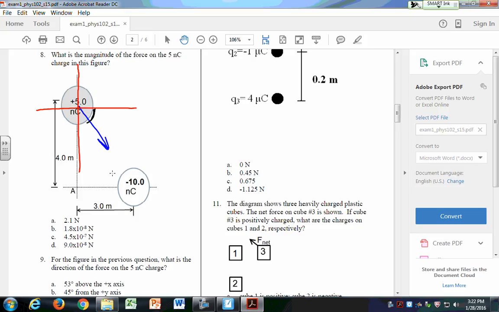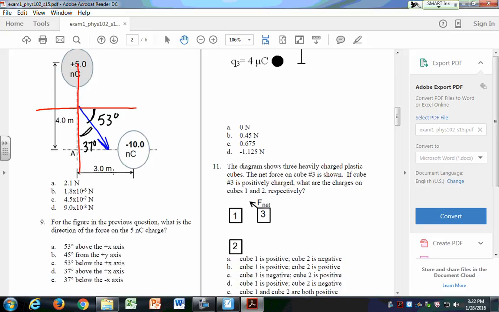Now, notice this is a 3, 4, 5 triangle, so as we did before, we know that this angle is 37 degrees, and so this angle is 53 degrees, 90 minus 37. And so an answer would be that the force is 53 degrees below the x-axis, the positive x-axis. Now let's see what the options are. Oh yeah, so that is the answer. C is the right answer. 53 below the positive x-axis.